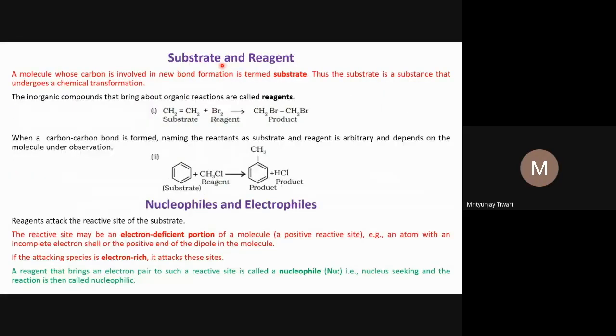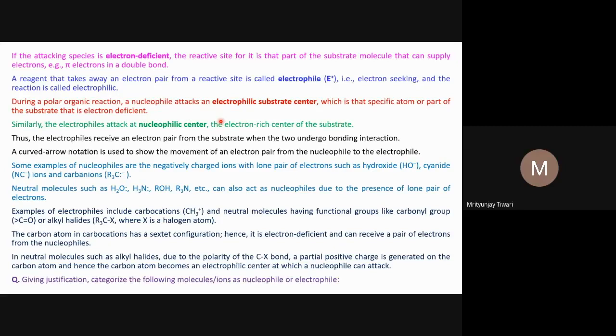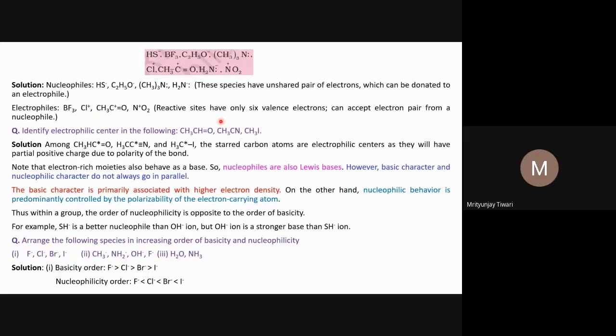Then we saw nucleophilicity and electrophilicity, and some important terms like substrate and reagent: what a substrate is, and how one can recognize which species in an organic reaction can be considered a substrate and which one a reagent. So these things we have already understood, and the nucleophiles and electrophiles and their nucleophilicity and electrophilicity order we have already seen.